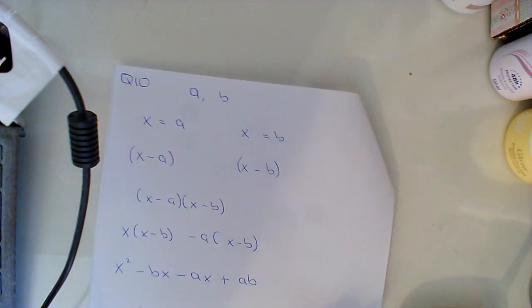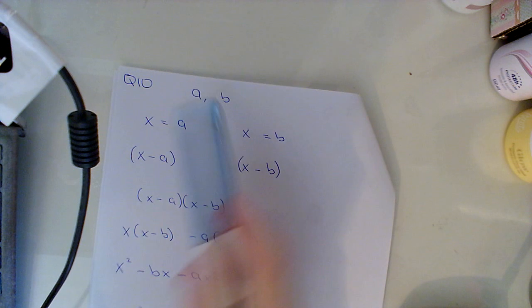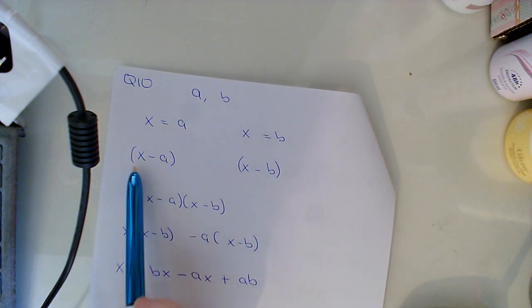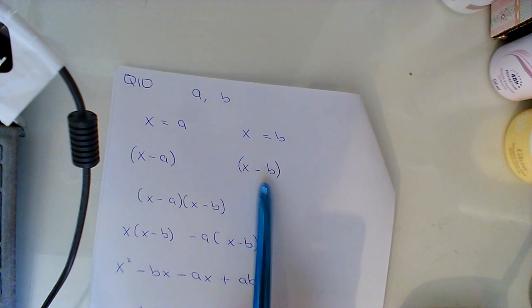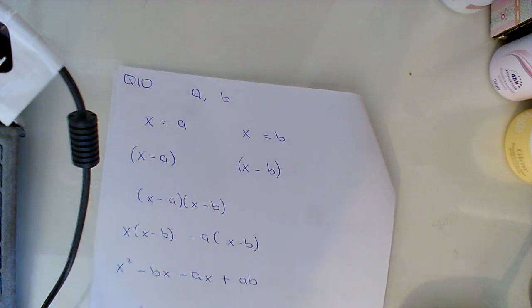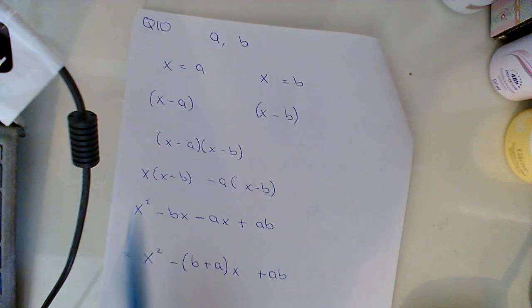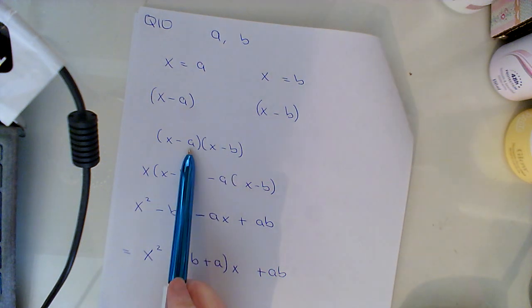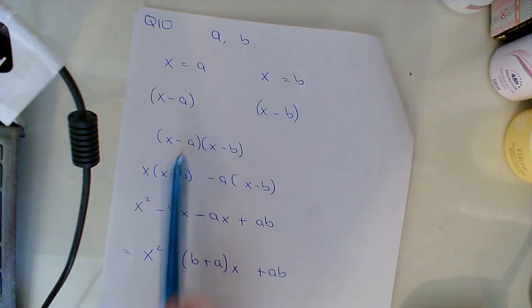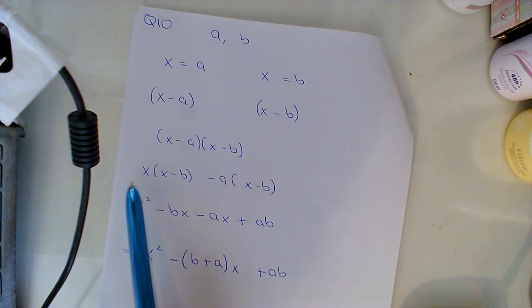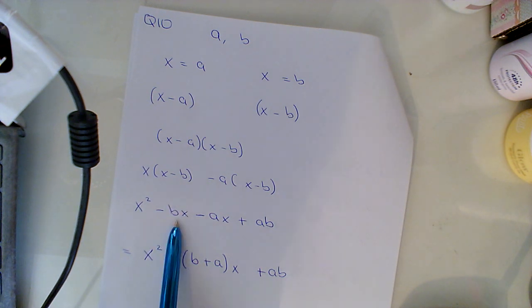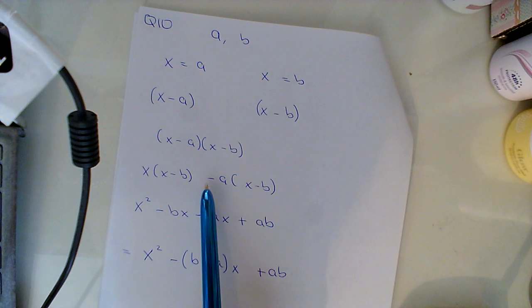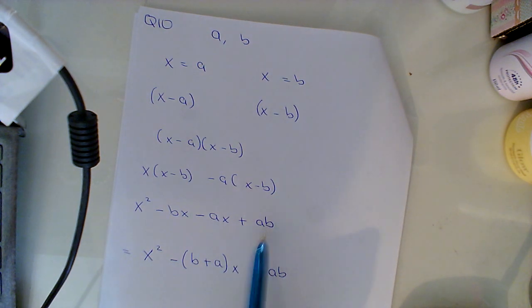Okay, so the final one then that you had is a, b, so I have x is equal to a, x is equal to b. So I have x minus a, x minus b. I put them together side by side to multiply them. So it's my first term times everything in the second bracket, my second term times everything in the second bracket. x times x is x squared, x times minus b is minus bx, minus a times x is minus ax, and minus by minus gives me plus ab.